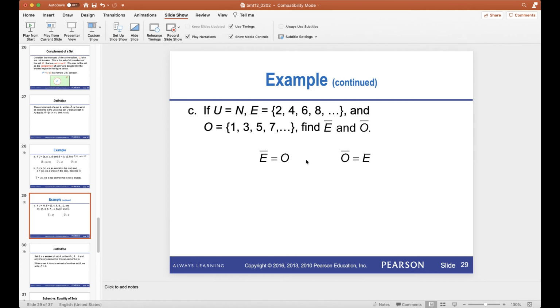All right, and here's another example. U = N, E = even numbers, and O = odd numbers. Find the complement of the evens and the complement of the odds. Obviously the complement of the evens is the odds, and the complement of the odds is the evens. In this case, it's sort of like the opposite of the one you're talking about, but it's really what is not in the set.